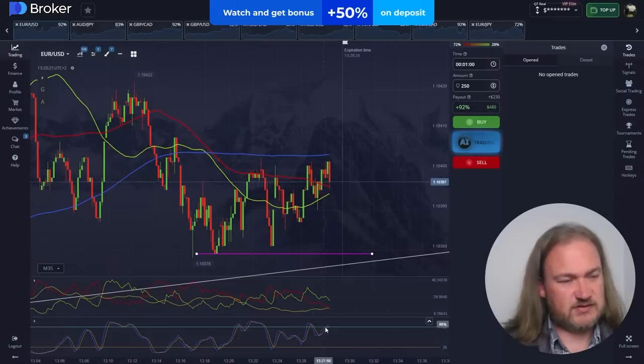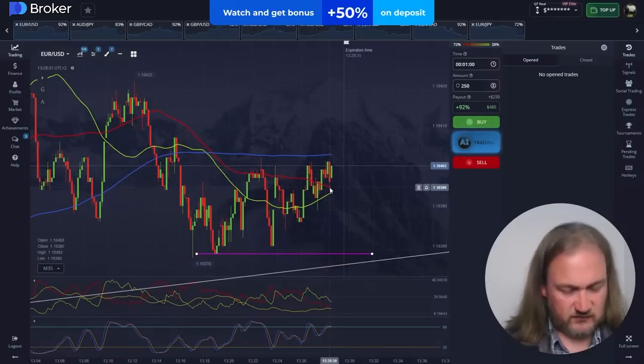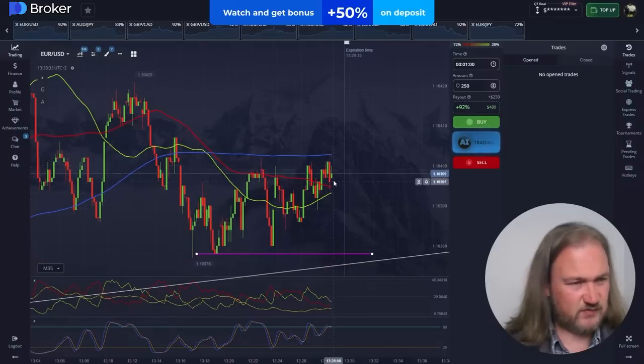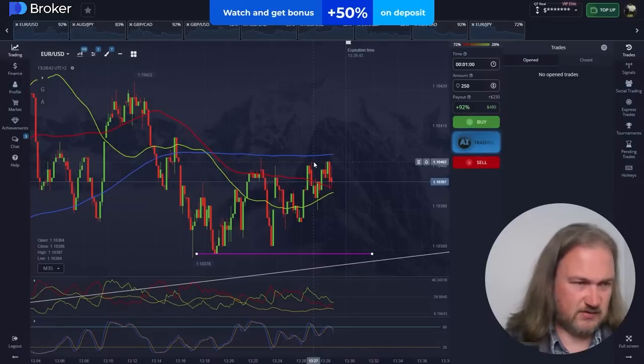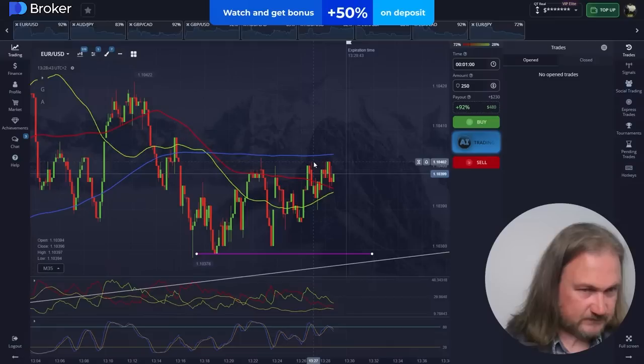We do have some divergence here on the 10 seconds. But this red candle avoided the entry for me. No, not really divergence. It's actually the same. 402.